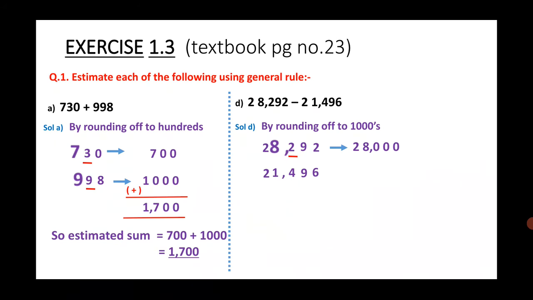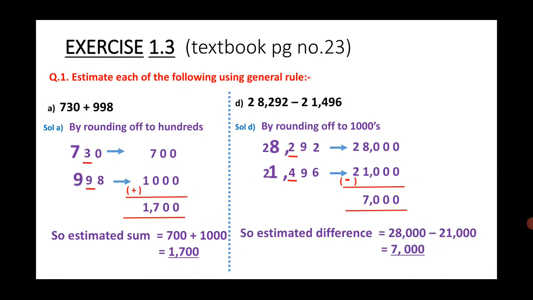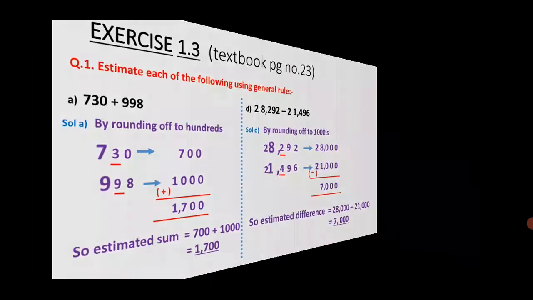Next number I have is 21496. In the thousands place I have 1, and to the right of 1 I have 4. Again 4 is smaller than 5, so I'm not going to add anything to 1. Simply it will become 21000. Now I need to subtract. After subtracting I get 7000. So my estimated difference is 7000.